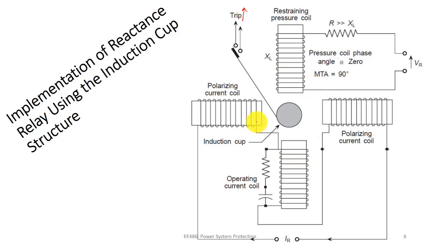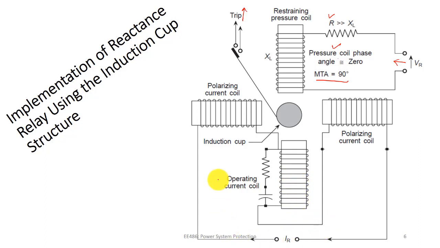4 electromagnets. Now the question is how to connect these electromagnets. So one of the electromagnets is connected to VR. That means the voltage measured by the PT is fed to this coil, that is called the pressure coil. And in order to make the current flowing through this in phase with the voltage, we have put one high resistance, that is very much greater than XL, and so your MTA, your maximum torque angle, will become 90 degree, right?